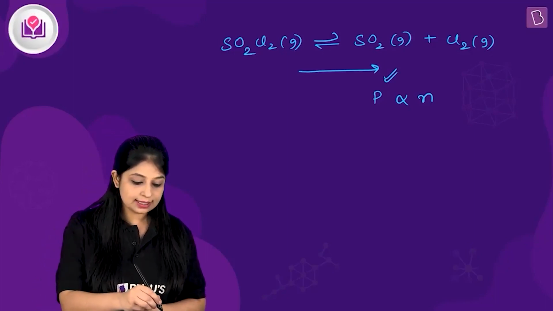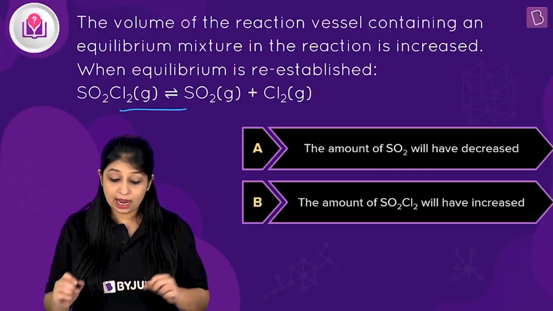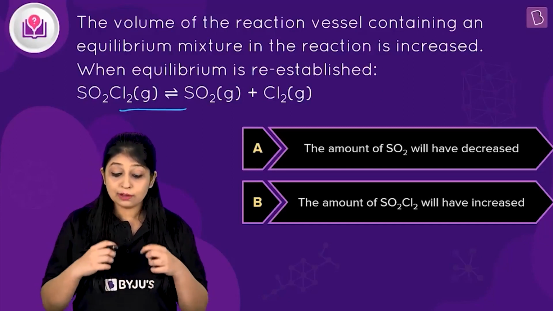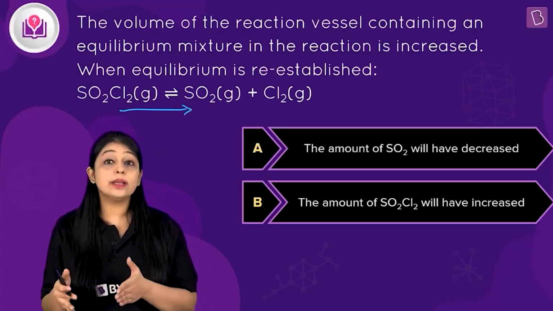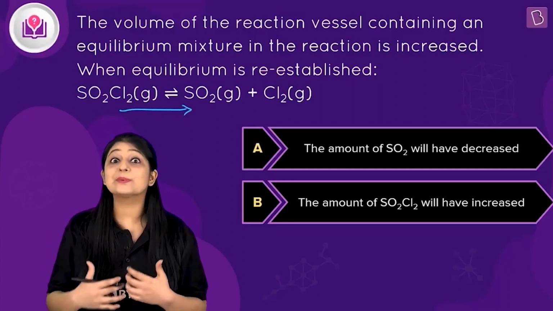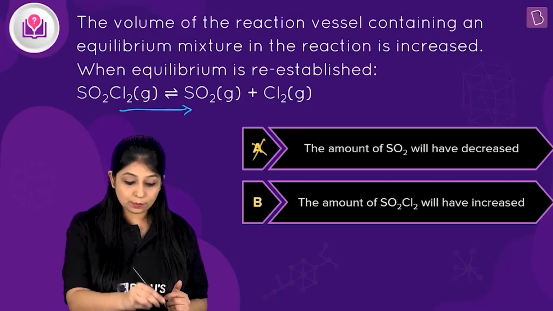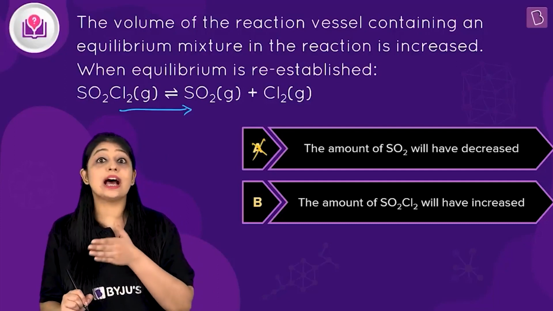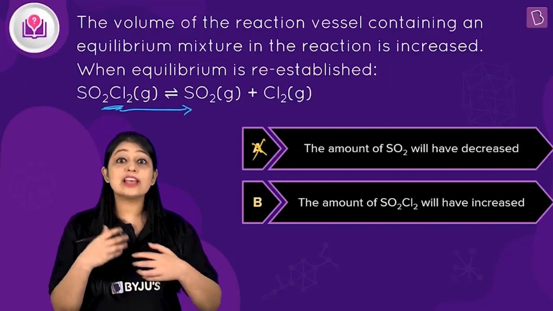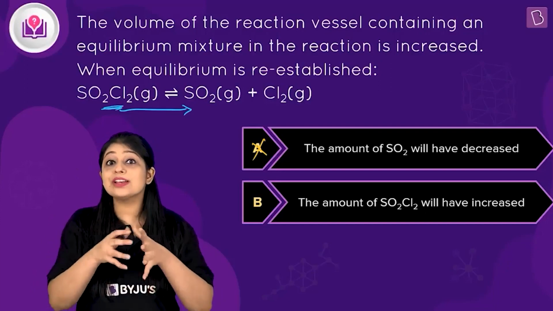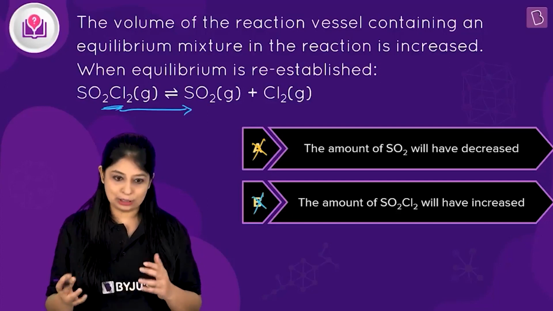So let's see the options that have been given to us. The first one says the amount of SO2 will have decreased after the equilibrium was re-established. Well, for equilibrium to re-establish, the reaction will move in the forward direction. If the reaction is moving in the forward direction, then the amount of SO2 gas will increase. It will not decrease. Hence, option A is not correct. What about option B? The amount of SO2Cl2 will have increased. No, if the reaction is moving in the forward direction, more SO2Cl2 will dissociate. So the amount of SO2Cl2 gas will actually decrease and not increase. So option B is also not correct.